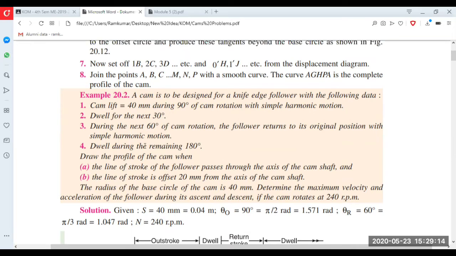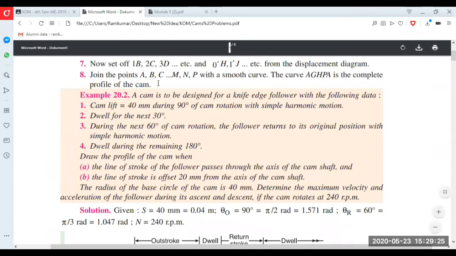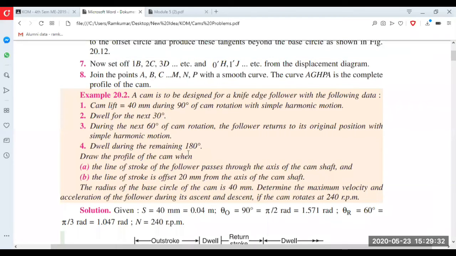And dwell for the remaining 180 degree. Dwell means there will be no motion of the follower. So again, there will be no motion of the follower for 180 degree. So totally this will be how much? 90 plus 30 plus 60 plus 180. 180 plus 180, so totally there will be 360 degree of the cam.